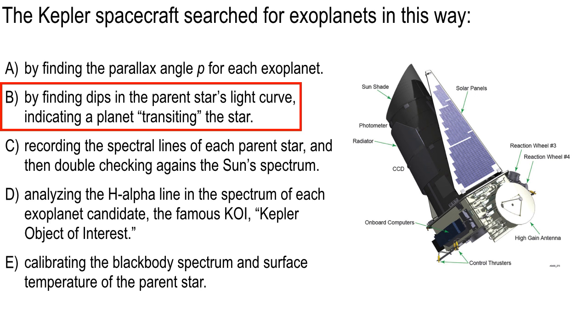Option D, analyzing the H-alpha line of each exoplanet candidate, the famous KOI, Kepler Object of Interest. No, that's not what you do. The reason for that is that you're not going to pick up a lot of H-alpha from the candidate itself. Calibrating blackbody spectrum and surface temperature of the parent star. No, you don't need that. We already know how to do that. Kepler spacecraft is not dedicated to that.